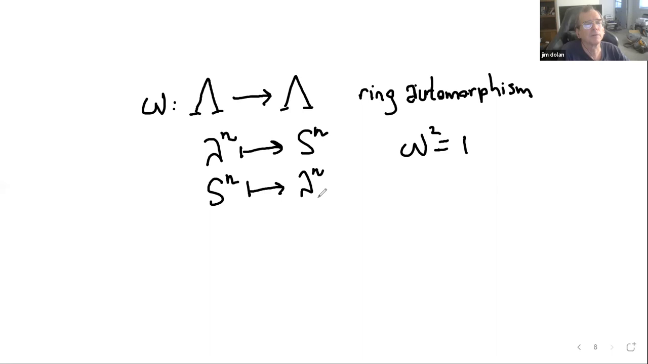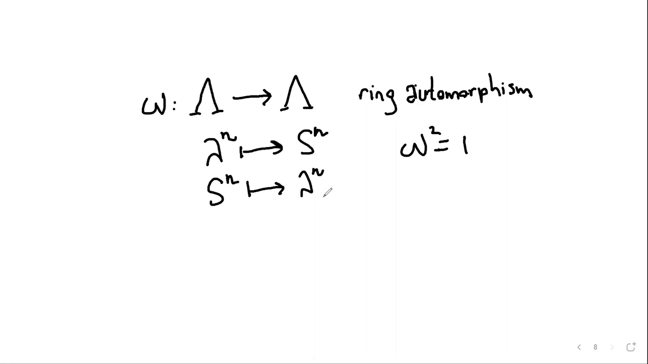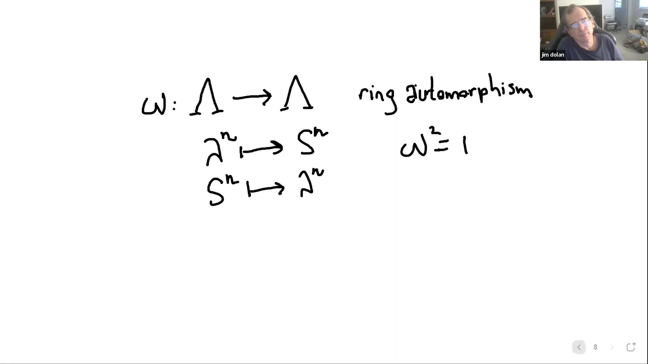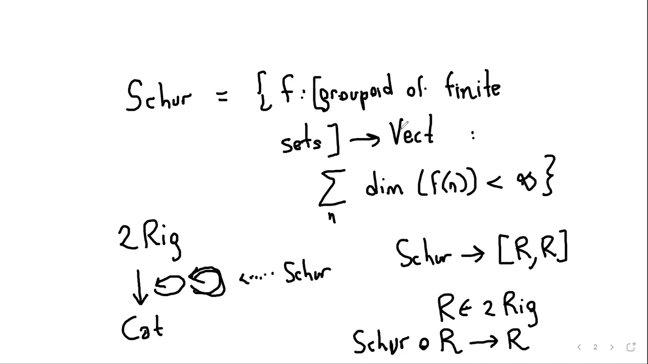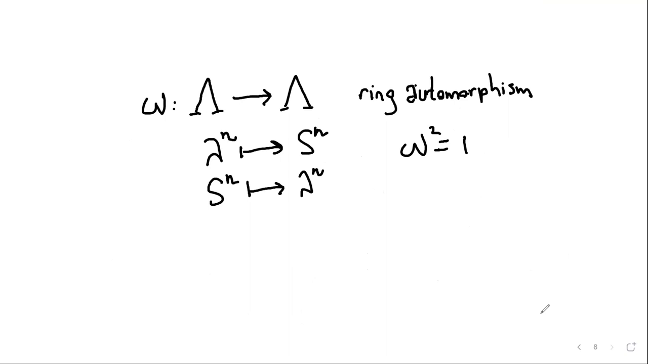So Todd Trimble has high hopes for this thing because it sort of shows that supersymmetry is built into lambda in some sense, some kind of Bose-Fermi symmetry. And that's sort of cool. One reason why it's cool is that you could also define super Schur functors. To get supersymmetry into the game, maybe I should replace vector spaces with super vector spaces and then get some kind of super Schur functors. Which you could do, but it turns out that the supersymmetry stuff is sort of already lurking in Schur.